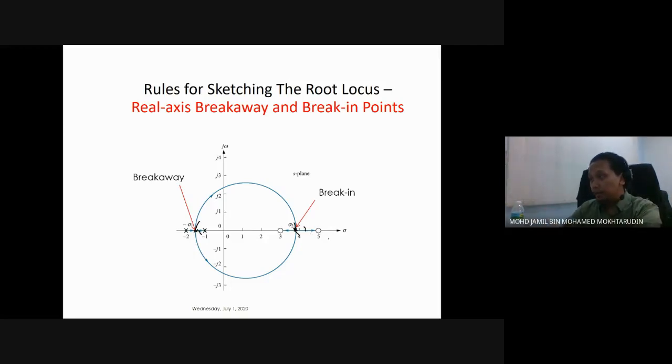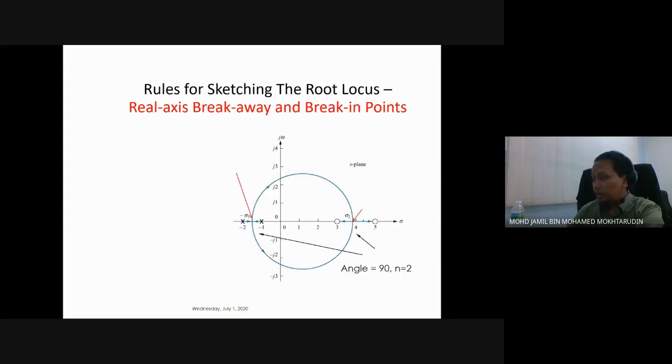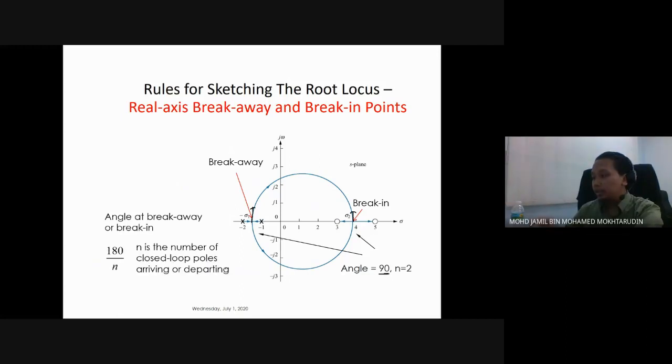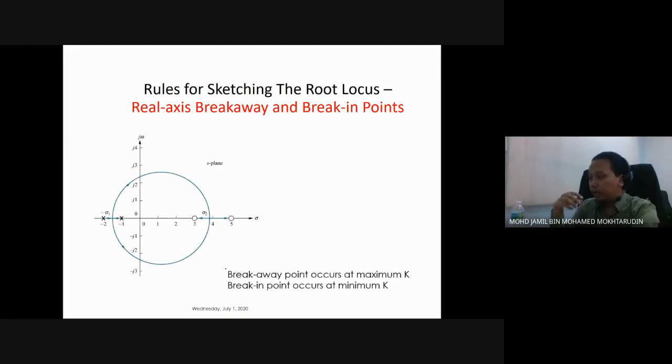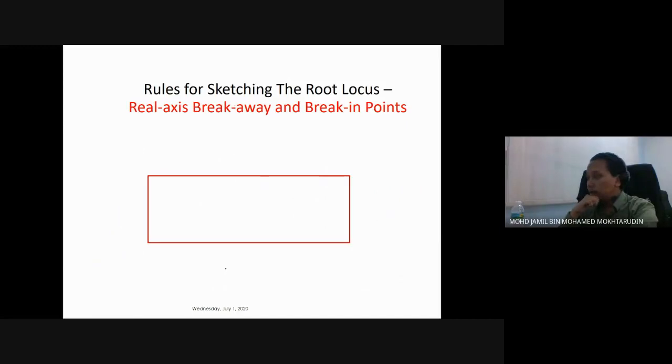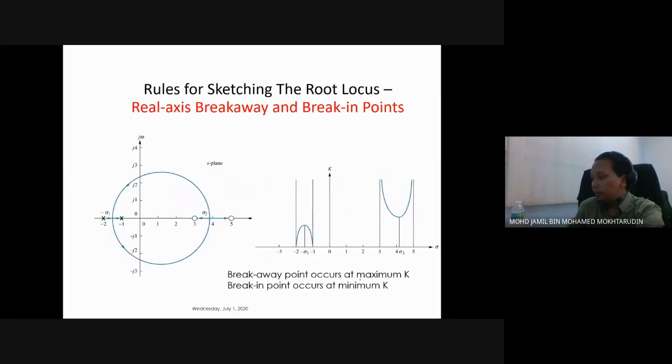So how do we find the breakaway and break-in points? Here the breakaway and break-in points are indicated, and the angle is always 90 degrees. Basically, the breakaway point is the point where maximum K occurs, and the break-in point is the point where minimum K occurs.